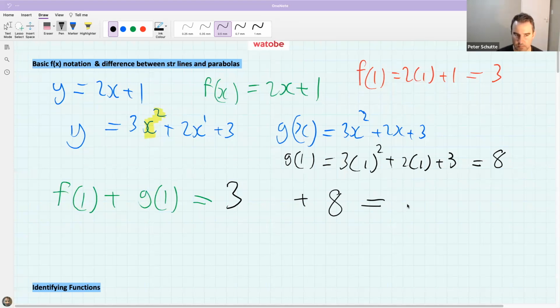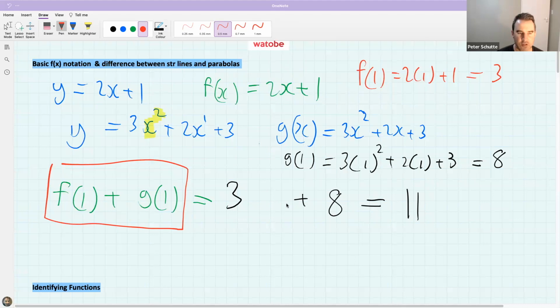The f of 1 plus the g of 1 is 11. And so in mathematics, you can switch between these two ways of writing something. But a lot of the times we really like using the f of x and g of x notation because it's so quick and efficient to tell you things. So it's important that you understand what f of 1 or g of 1 means as you come across a mathematical paper.